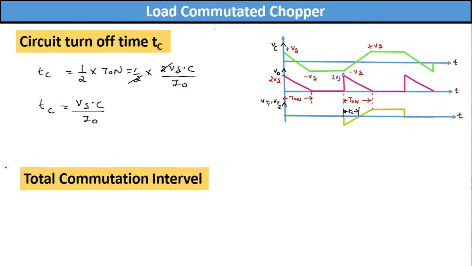Now we will find out the total commutation interval. Total commutation interval will be equal to T on only. So T on will be equal to 2 into C into Vs divided by I naught. So these are the commutating parameters which we have discussed under load commutated chopper.